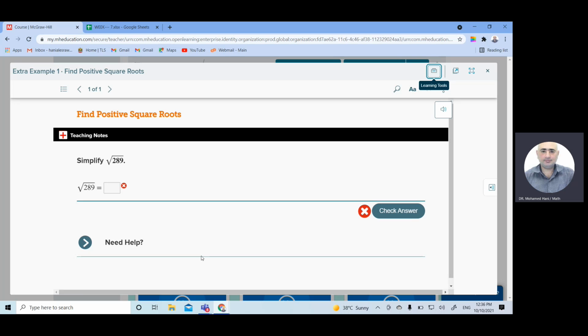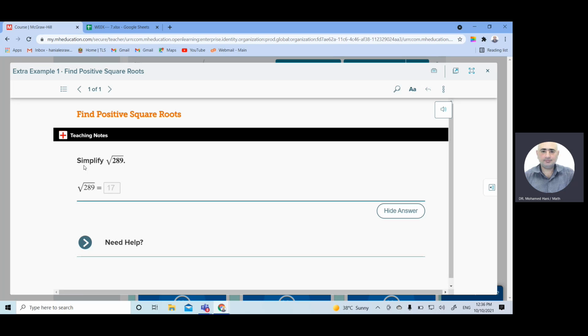Who can tell me? 14 times 14 will be 196. 16 times 16 will be 256. 18 times 18 will be 324. 17. Excellent, 17. 17 times 17 will be 289. Great.